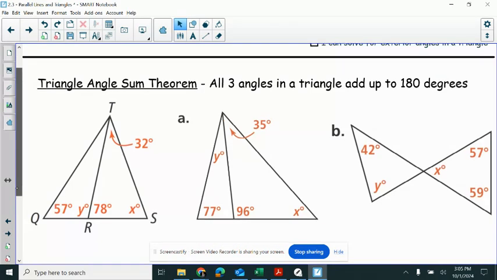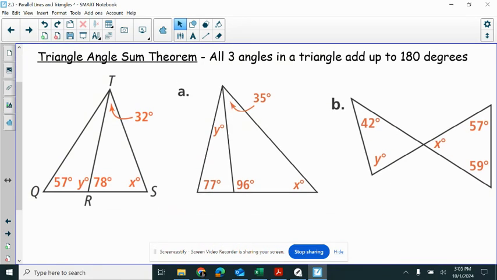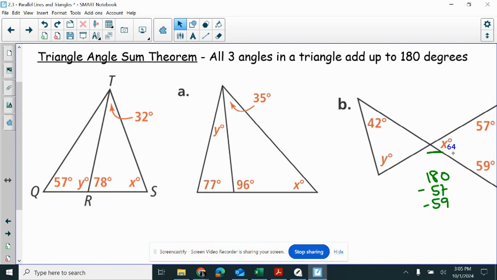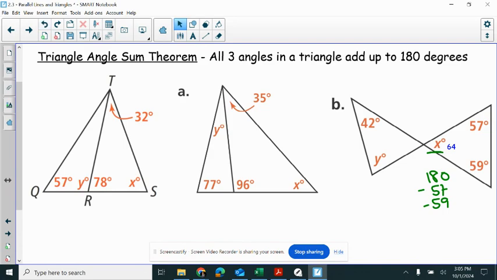I'm going to look at one more example. The third example. If I'm doing this problem, first I would have to solve for x. So I would do 180 minus 57 minus 59, and that would give me 64. Now, in order to solve for y, I need another angle in the other triangle. If this angle is 64, then the angle across from it would be a vertical angle, so this angle would also be 64. Now I can solve for y. If I did 180 minus 64 minus 42, angle y would be 74 degrees.